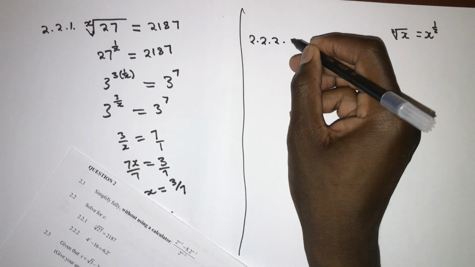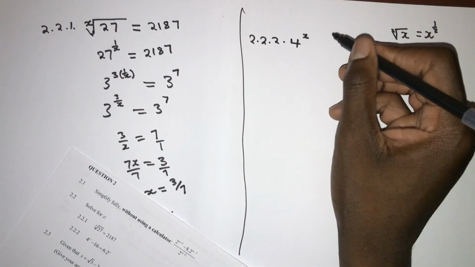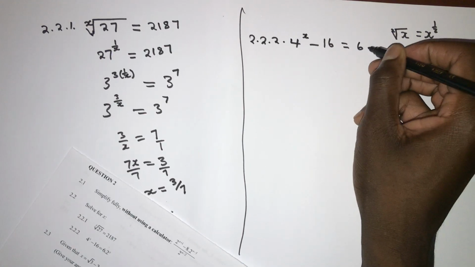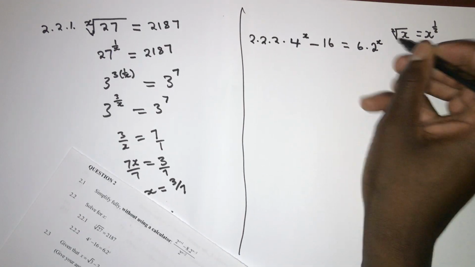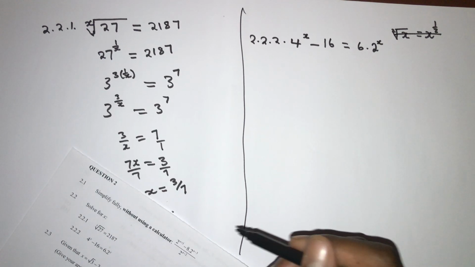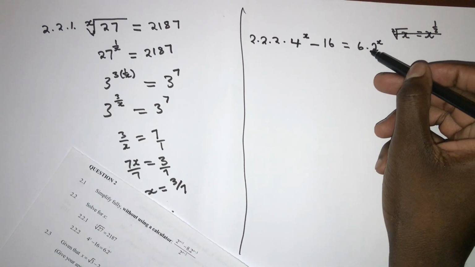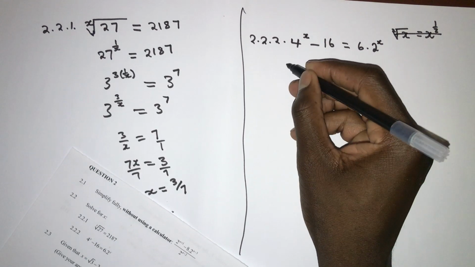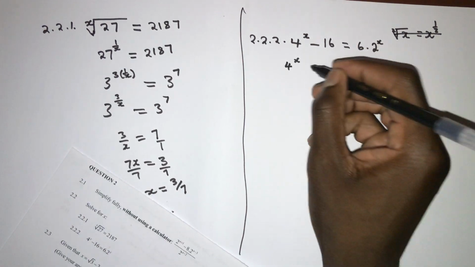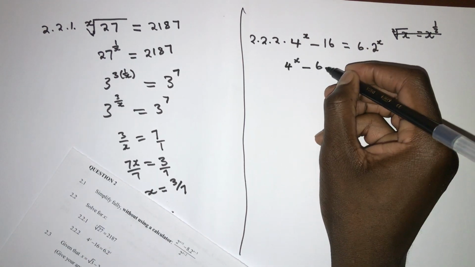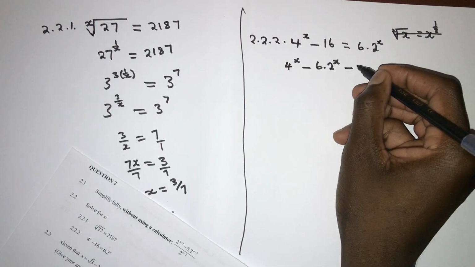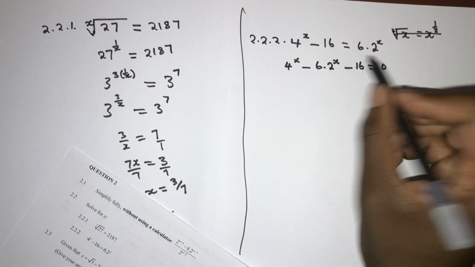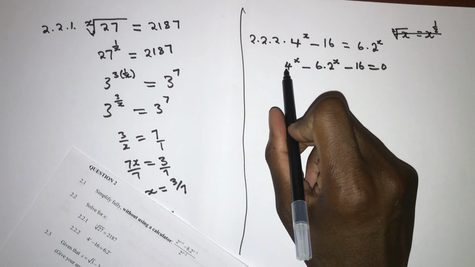2.2.2. It says 4 exponent x minus 16 is equal to 6 multiplied by 2 exponent x. So here, what do we need? We're going to take this to the other side and make it a standard form. So we have 4 exponent x minus 6 multiplied by 2 exponent x, then minus 16 is equal to 0.